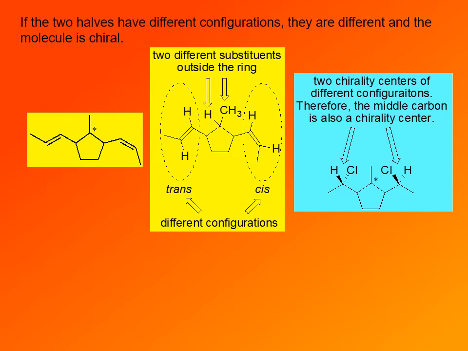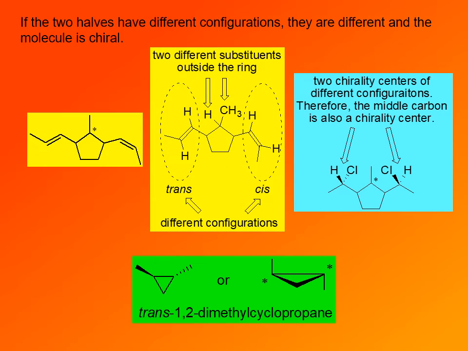In another, even more complex example, rather similar, the two substituents that we have are also different because they have different configurations. Each substituent itself is actually a chirality center. This molecule has three chirality centers, and the atom of the ring in the middle is also a chirality center, and that's because the two substituents are two chirality centers and they are different. They are non-superimposable chirality centers. That being the case, the ring atom that we are examining is also a chirality center.